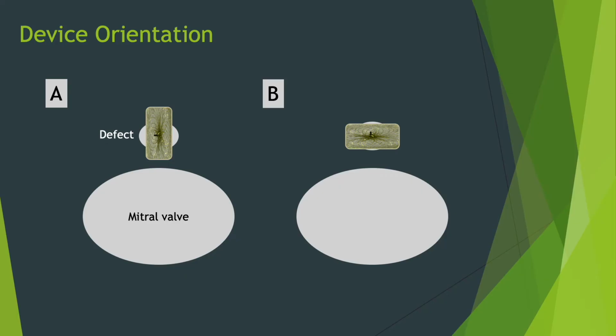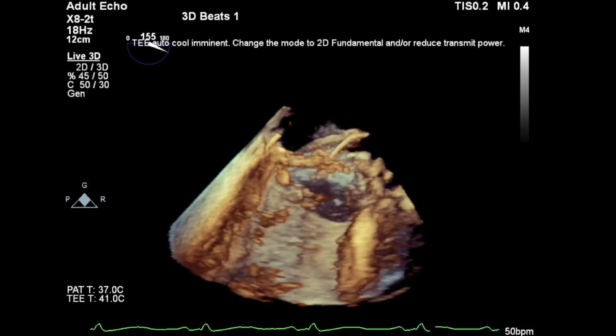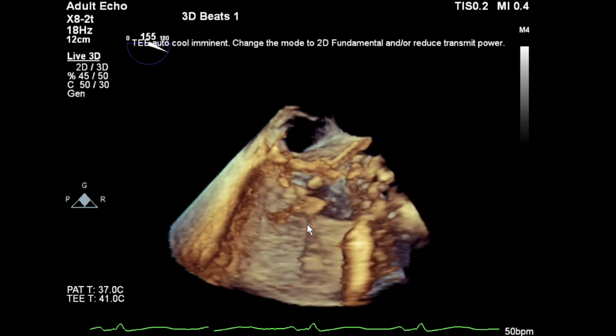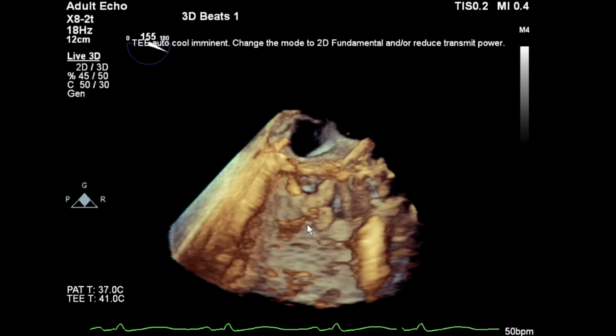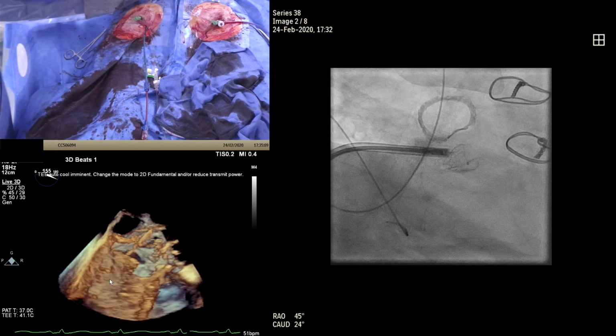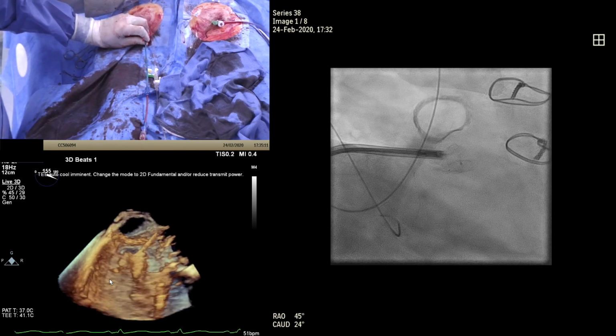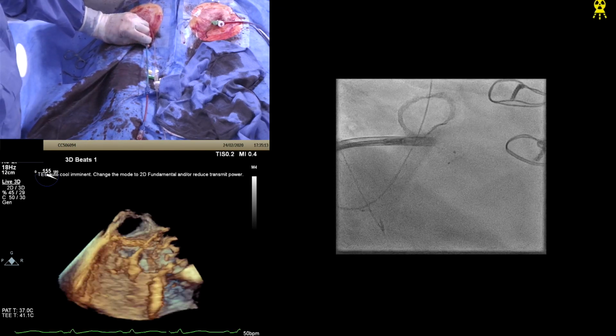Okay, so let's see if we can rotate and get any movement out of it. I think I'm going to have to take the whole device out. So I'll push it out. Okay, so we're quite a long way away from the mitral valve annulus. Okay, fine. So we'll recapture.